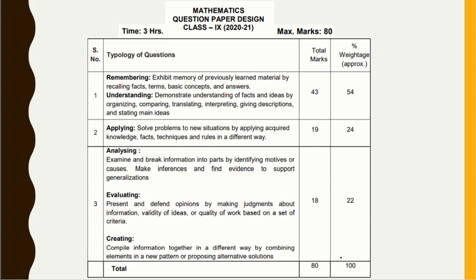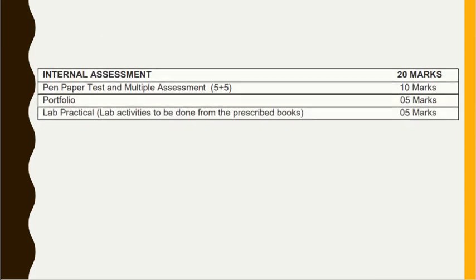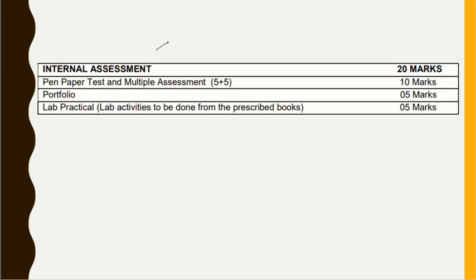Then children, what about the rest of the 20 marks? Normally any exam is supposed to be for 100 marks, right? So, in 100 marks you have got a theory paper for 80 marks. So, what about the 20 marks? This is the question mark, correct? See, I am going to tell you what will come for this 20 marks. For the 20 marks you have got internal assessment.